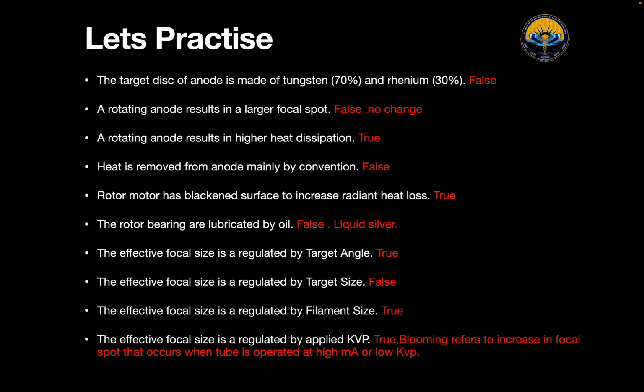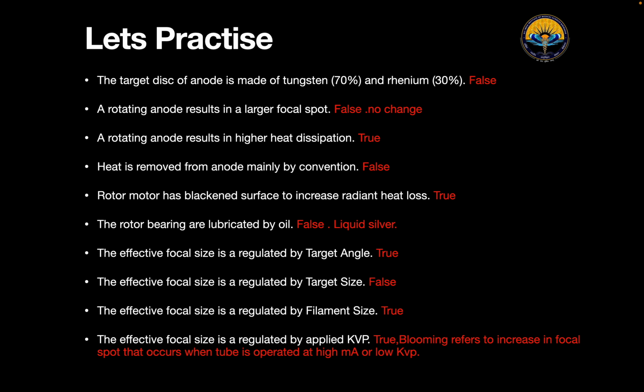Heat is removed from the anode mainly by convection. No, it is removed mainly by the process of radiation. Rotor motor is blackened, that is true, to increase the radiant heat loss. The rotor bearings are lubricated by liquid silver and not oil.